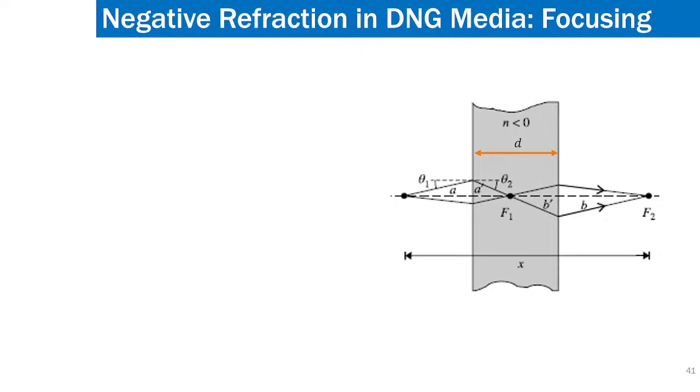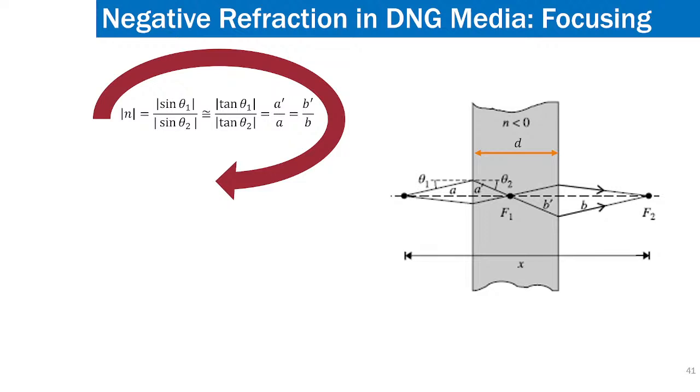Now F1 acts as a source. From that, waves are diverging, and at the other end of the slab they will again start to converge. They will converge to the point F2 outside the slab. The distance from F1 to the slab surface is B dash, and from the slab surface to the focal point is B. The total distance from the source to F2 is X. Let us remember this. From this, we will do some calculation next.